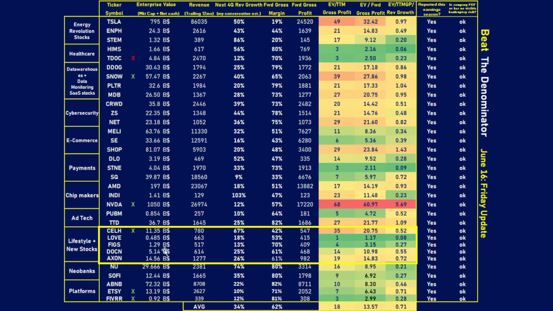Figs is trying to do the same thing with scrubs. And who knows? Maybe scrubs will become mainstream. Maybe they won't. Anyways, tiny position. I am very careful with all of these here. With Celsius, Lovesac, Figs, very careful.